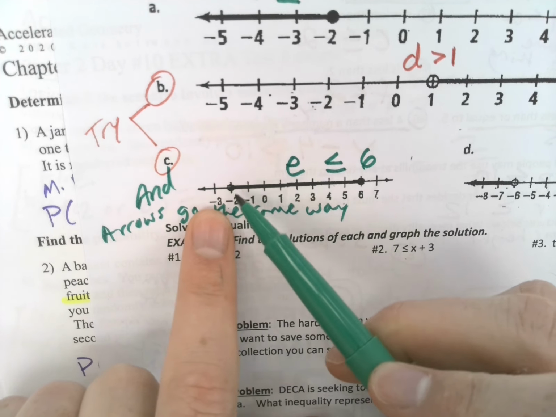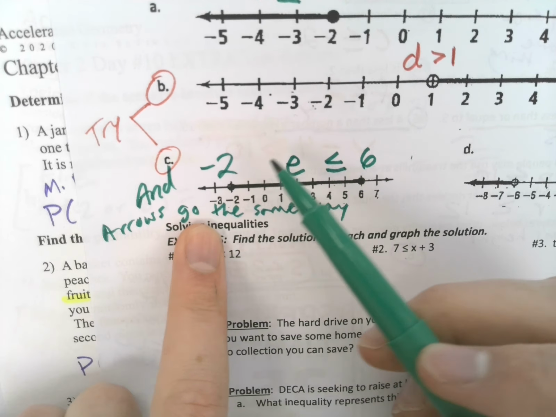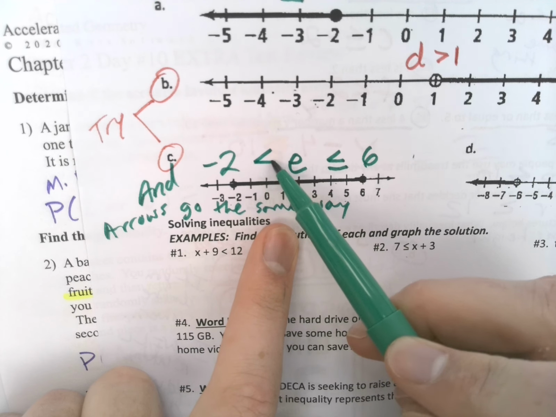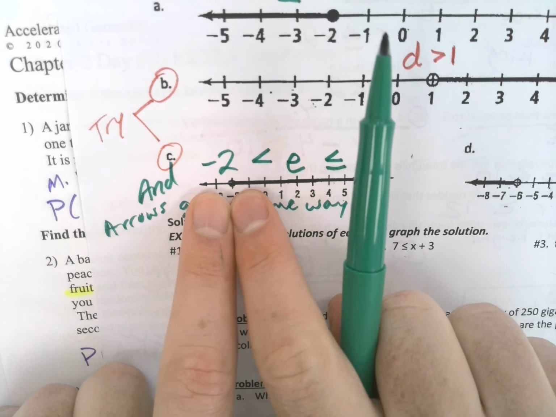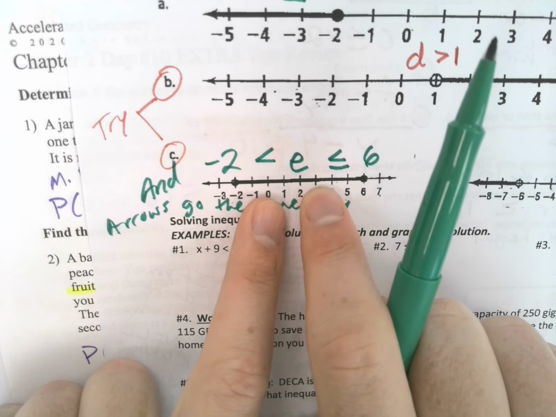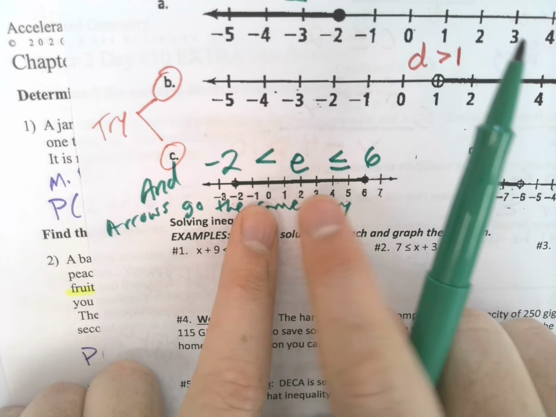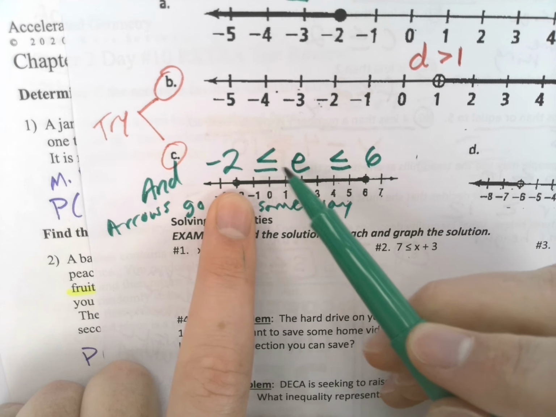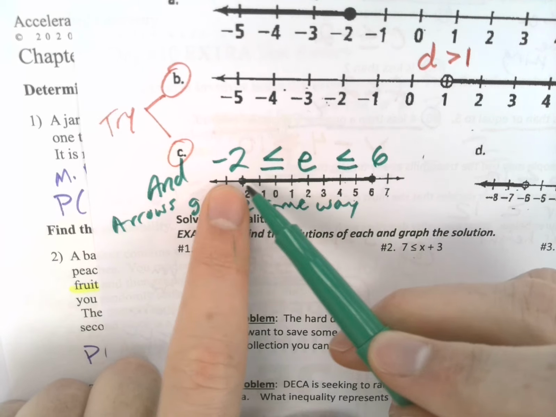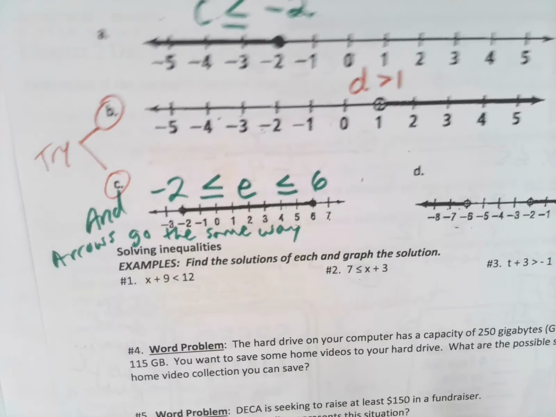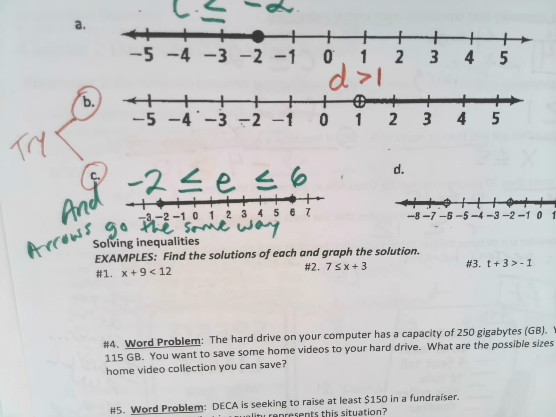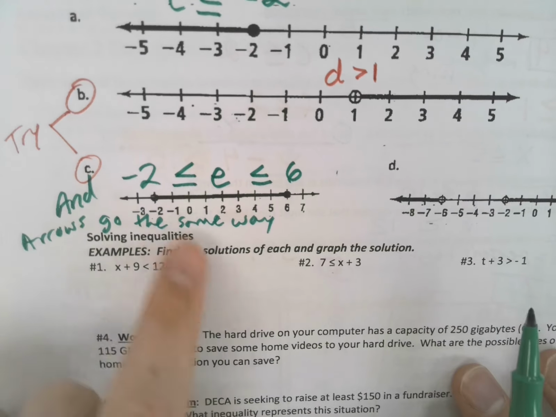Now, we go over here to negative 2. The arrows have to go the same way. We know E is going to be bigger than negative 2. We're going to the right, so E is greater than. And that's a filled in point, so E could also be equal to negative 2 or bigger. So that is a definition of an AND problem there.